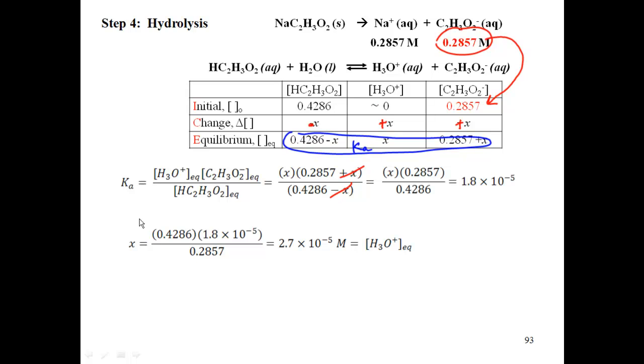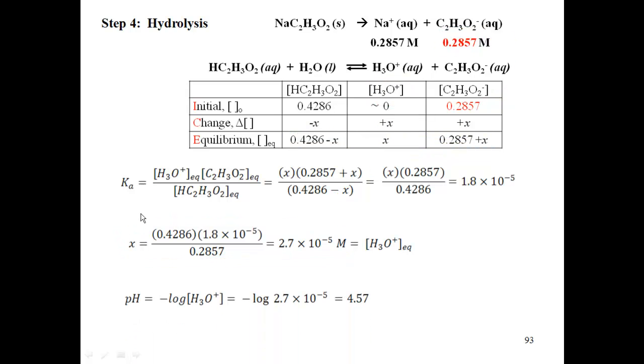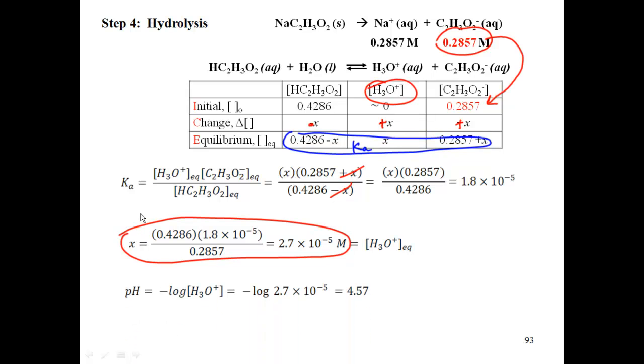0.4286 times 1.8 times 10 to the negative fifth divided by 0.2857 gives me 2.7 times 10 to the negative fifth molarity. Now, an important question here is, what does X represent in this problem? We set it up to equal the hydronium ion concentration, which is important because if I'm dealing with a base, it would be hydroxide, okay? Which then tells me that pH is equal to negative log of hydronium, which is equal to negative log of 2.7 times 10 to the negative fifth, which is 4.57.